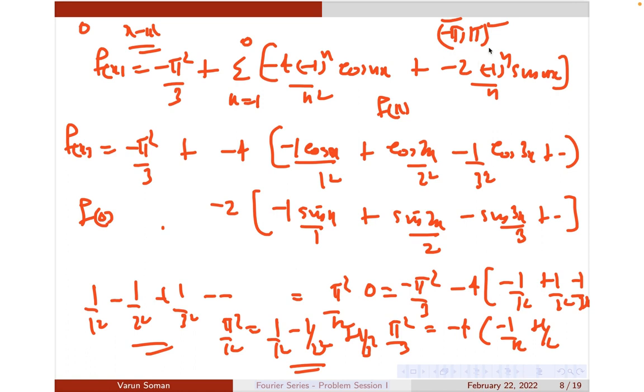If it is an end point, suppose I am looking at the value of the series at x equal to pi. For the RHS you just substitute x equal to pi, but the LHS would be f of minus pi plus f of pi by 2. So remember that at the end points it will be f of pi plus f of minus pi by 2. At points of discontinuity it will be LHL plus RHL by 2. We will be doing those problems also. At points of continuity it will simply be f of x. So that is the idea.